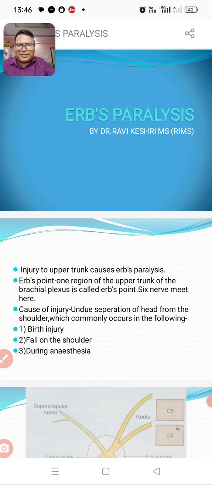What is Erb's paralysis? It is related to the upper trunk. Why? Because here is the injury to the upper trunk. Injury to the upper trunk causes Erb's paralysis.